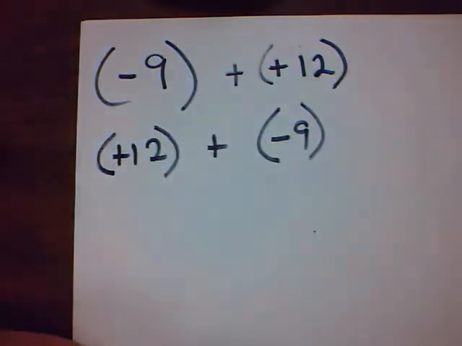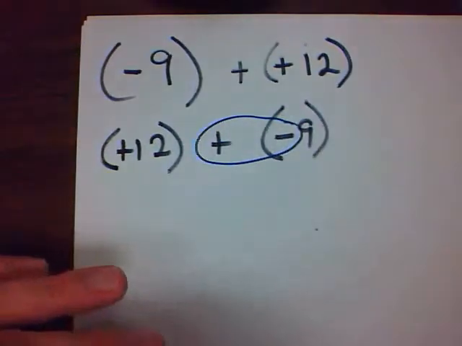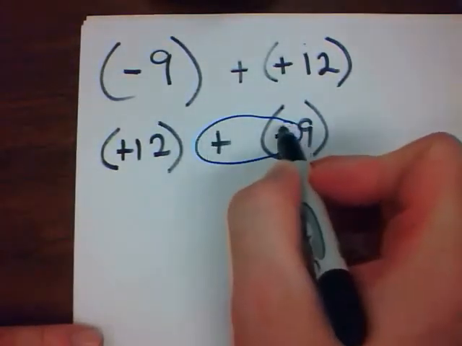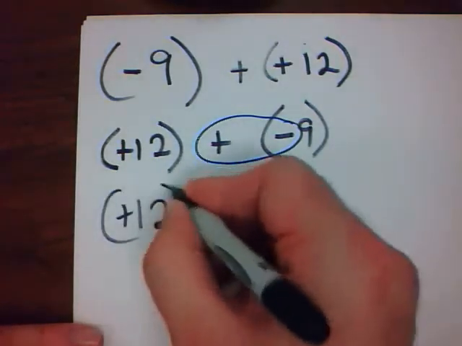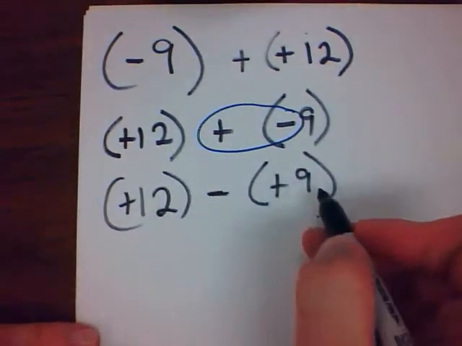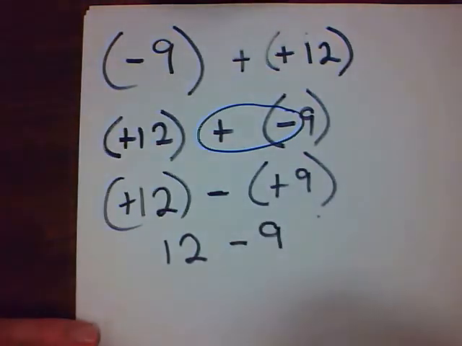Now, let's use the trick I was just using a few moments ago. I'm going to switch these two symbols. It's going to be 12 minus positive 9, or to write it in more simple terms, 12 minus 9.